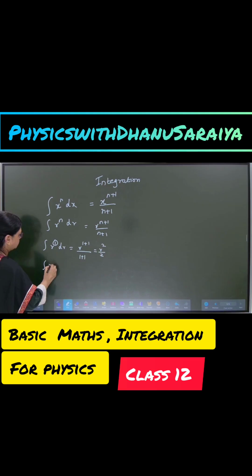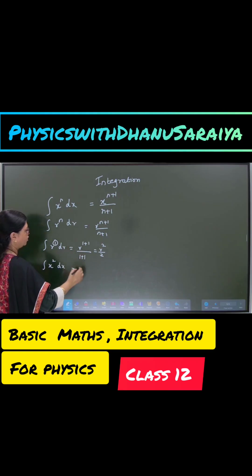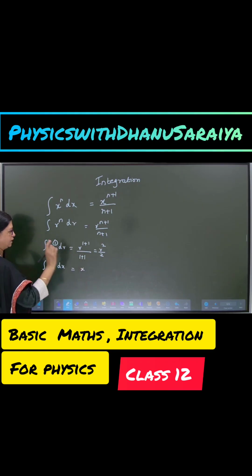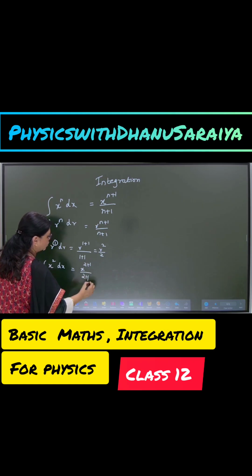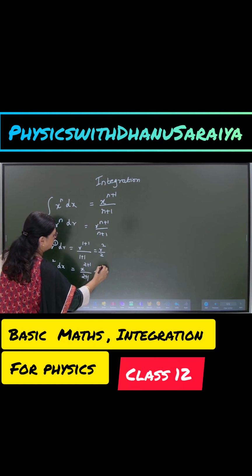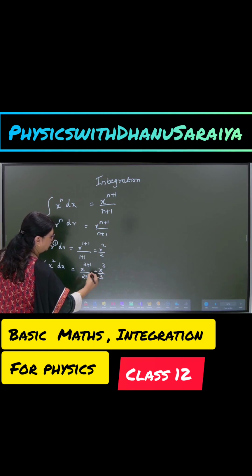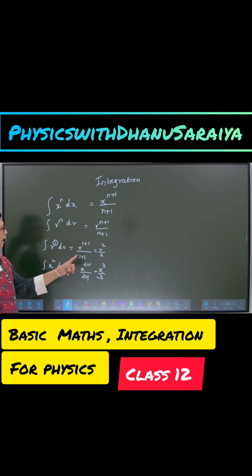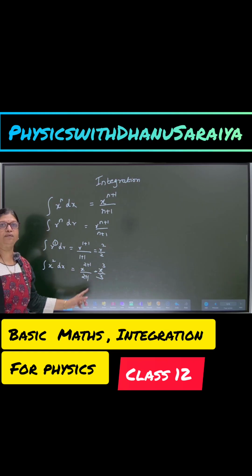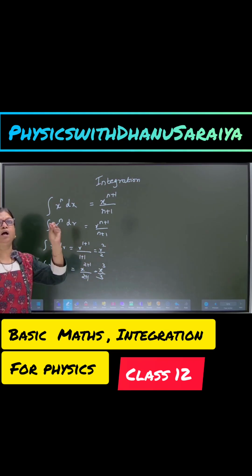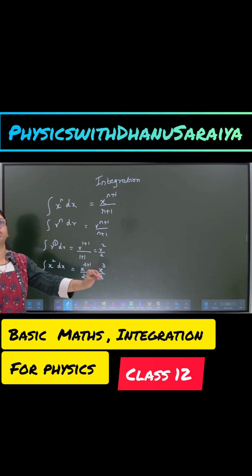Okay. x raised to 2 dx. I am using two variables. Now what is the power here? 2. So what should I write here? The variable is x. Power plus 1. So 2 plus 1 upon power plus 1. So 2 plus 1. So what is my answer? x raised to 3 upon 3. So what I have to remember, write the variable, write the power plus 1 divided by power plus 1. That is the formula I have to follow for any integration of this kind.